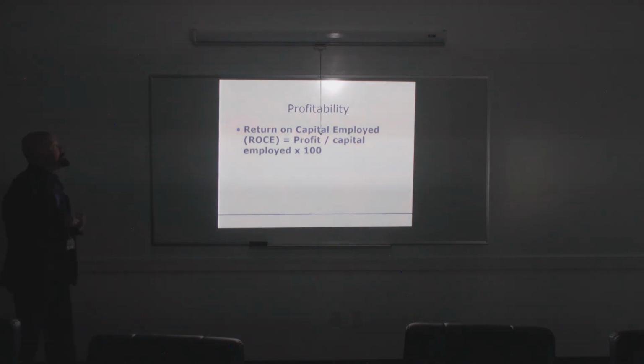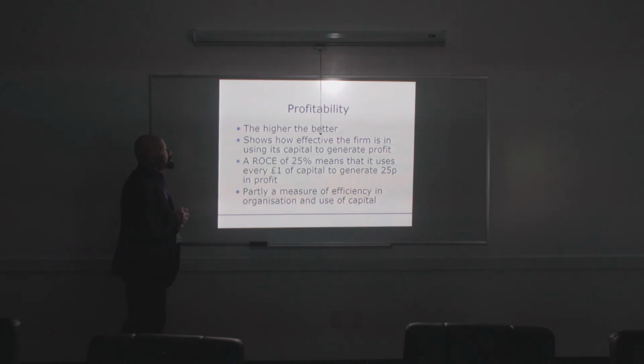Return on capital: profit divided by capital employed times 100. The higher the better. It shows how effective the firm is in using its capital to generate profit. What we mean by capital, guys, is cash and assets: equipment, vehicles, buildings, land, trademarks, all that stuff. Are we using those things to make money, or are they just sitting there?